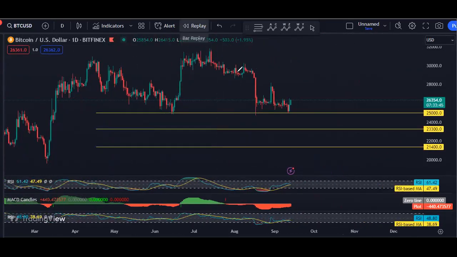Okay, if the price couldn't break this one, and starts to consolidate here for longer time, mostly for the next drop, we can expect the price to break the 25K. That's why we have to be really careful. And for those traders holding the trade, at least move their stop loss to break even.